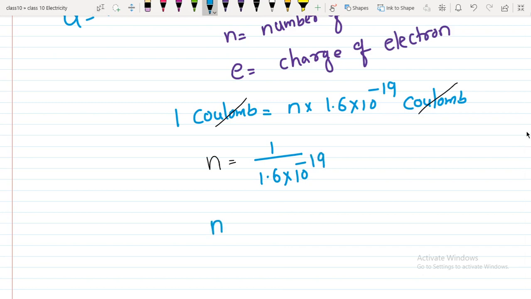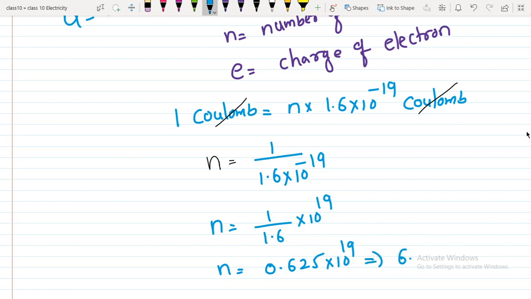If you do this simplification, I can write 1 upon 1.6 times 10 power positive 19. I send this 10 power 19 to the numerator. So we get N equal to 0.625 times 10 power 19. Also we can write that as 6.25 times 10 power 18.